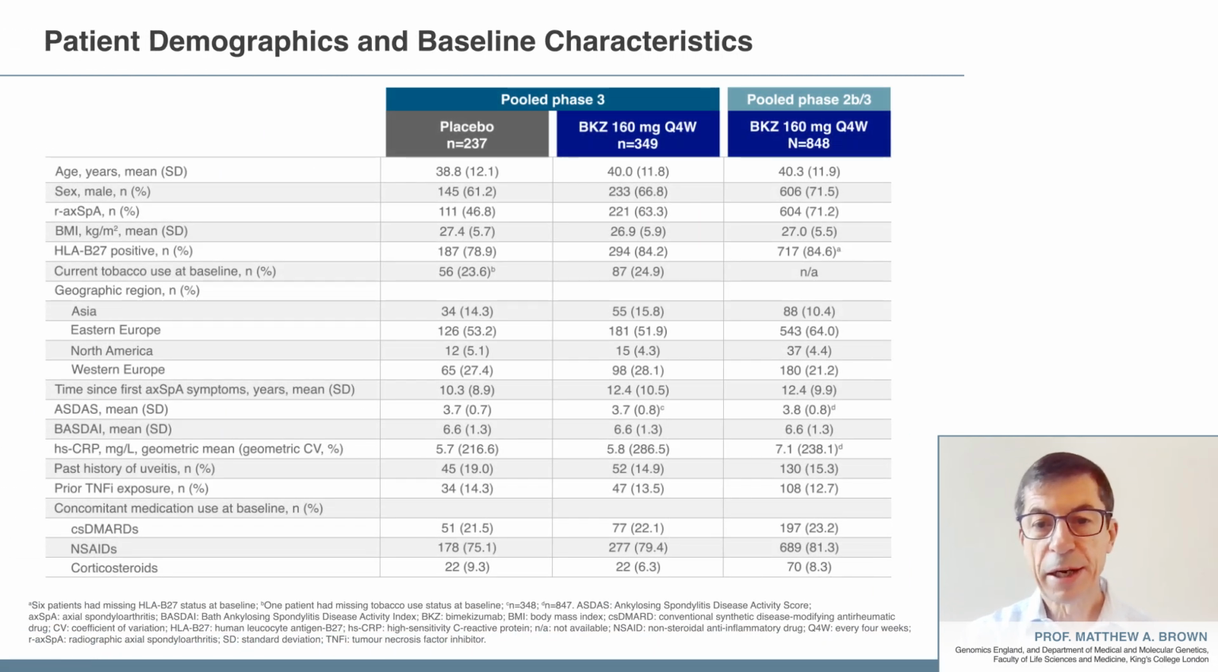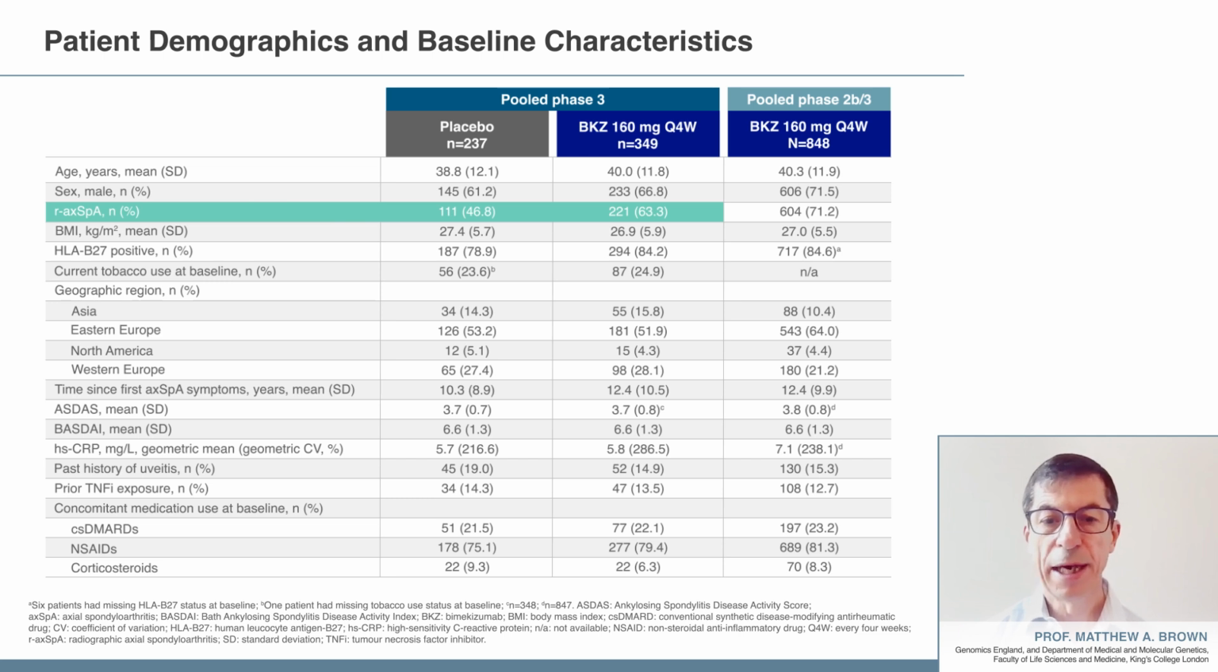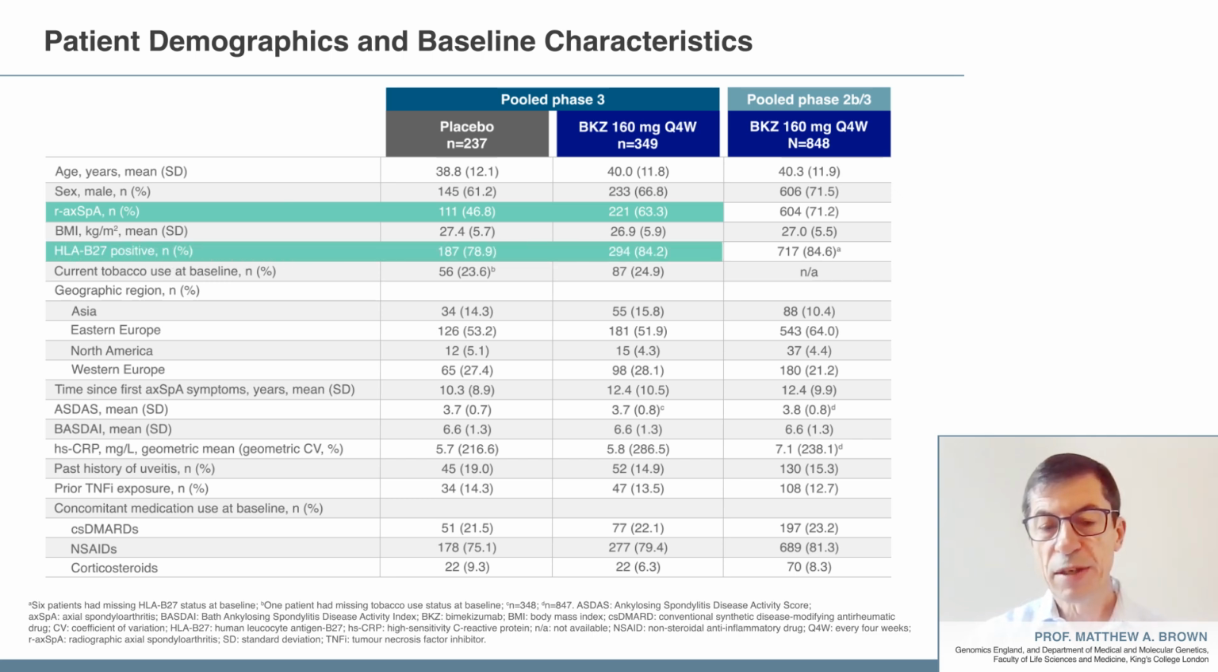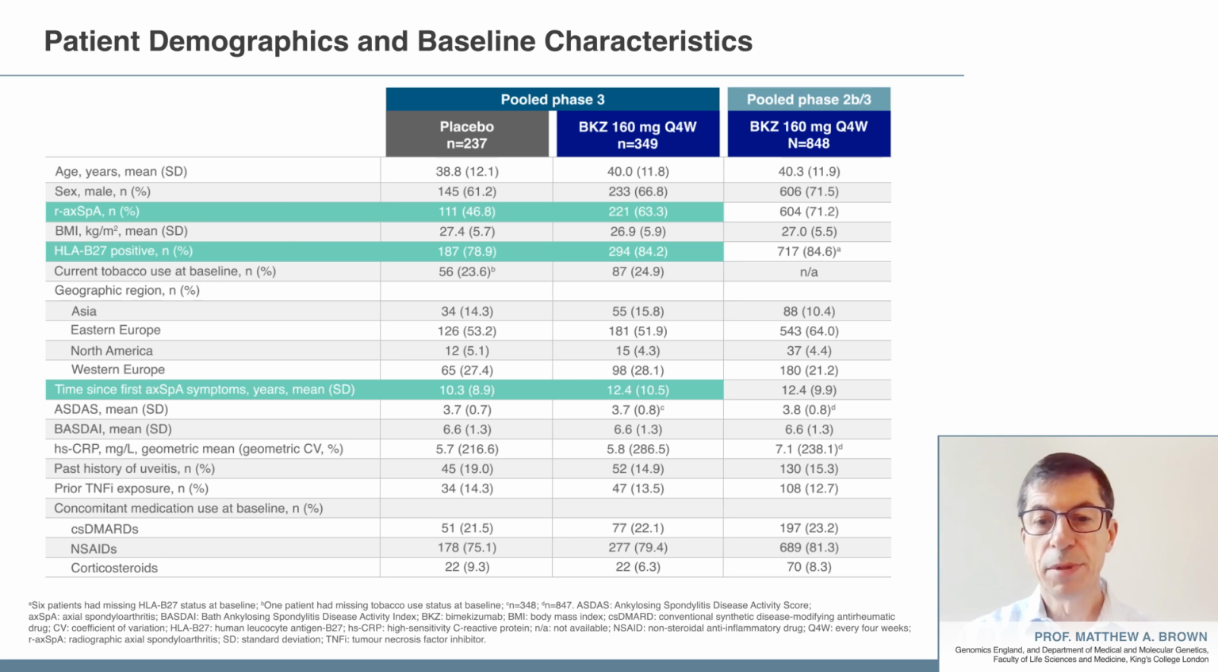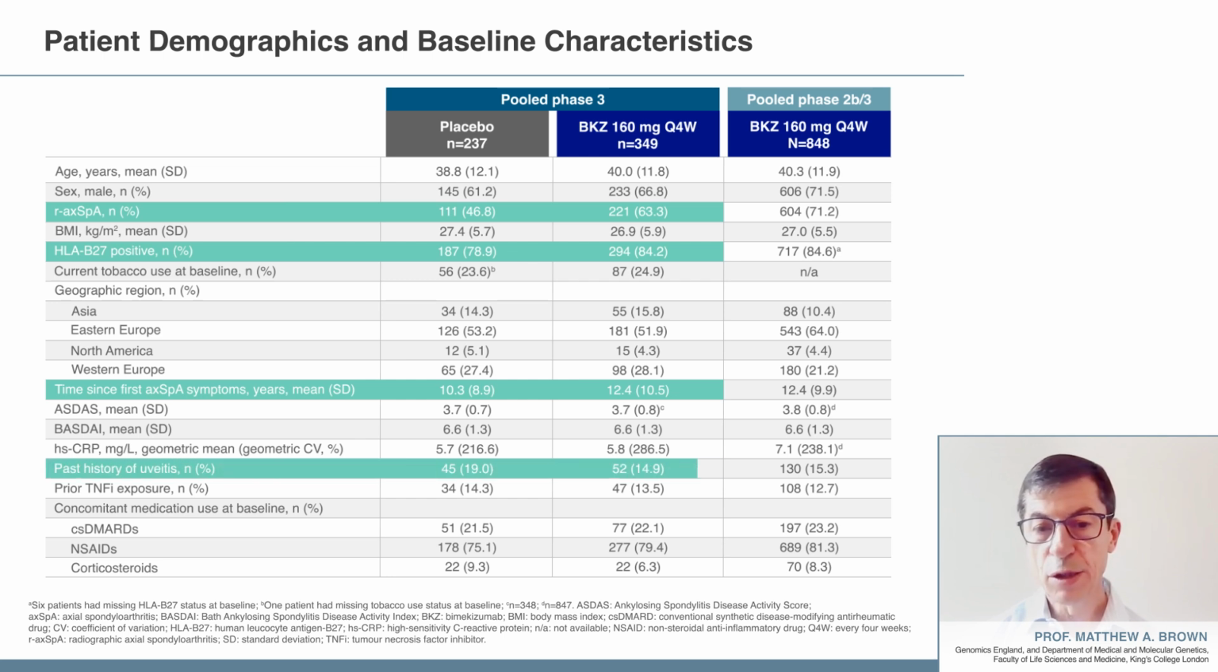The baseline demographics and characteristics of the axSpA study populations are shown here, mainly due to the 2-to-1 randomization ratio in Bimobile 2, in contrast to the 1-to-1 ratio in Bimobile 1. A higher proportion of patients treated with Bimekizumab had radiographic axSpA than placebo in the phase 3 study pool. HLA-B27 positivity, a key indicator associated with uveitis, was generally well matched with a slightly higher incidence in the Bimekizumab group. Patients in the Bimekizumab group had a longer time since the first axSpA symptoms compared with placebo. Finally, the rate of past history of uveitis was slightly higher in the placebo group compared with Bimekizumab.